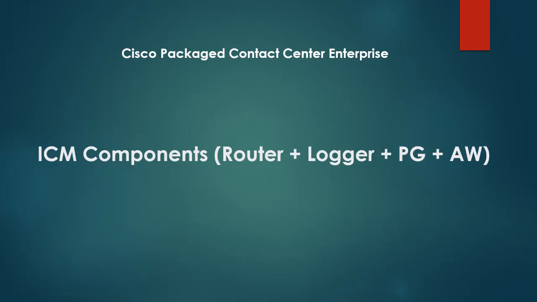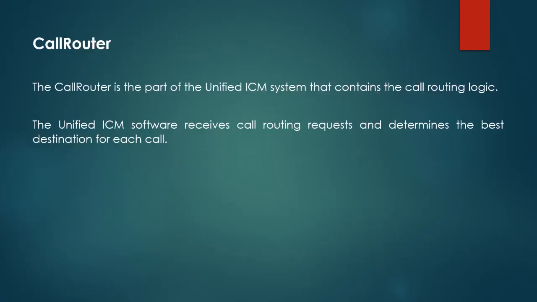So we're going to talk about each component one by one. So to start with, let's start with call router. Okay. Now, call router is generally referred to as just router. But it is not the router, which is a layer 3 device in IP routing, but this is for call processing, the call routing. It's the brain of unified ICM, which does the call routing.